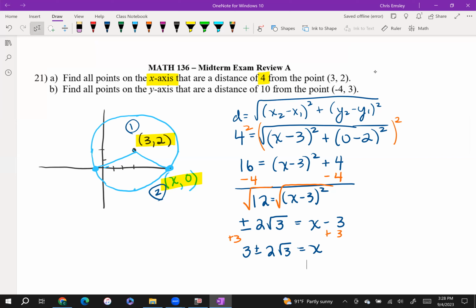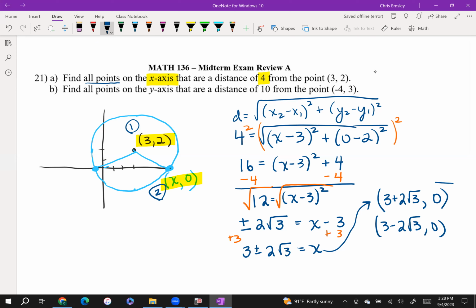Now be careful. Directions say find all points. A point is an ordered pair. So we want to write our final answer as an ordered pair. So we either have 3 plus 2 times the square root of 3 with a y value of 0. There's one of the points. Or 3 minus 2 square root of 3 with a y value of 0. Those are our 2 points. That's what our final answer would look like.